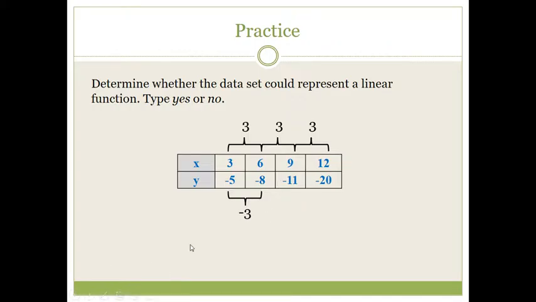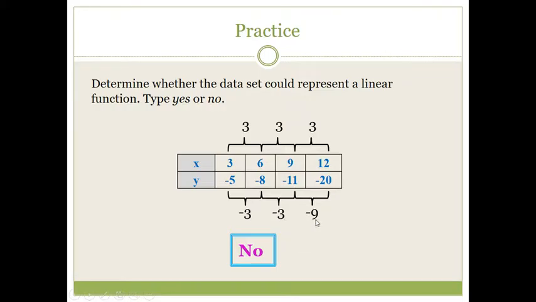Well, here we get a change of -3, meaning we're going down 3. I'm taking -5, and if I subtract 3, I get to -8. All right? If I take -8 and subtract 3, I do get to -11. But to get from -11 to -20, I'd have to subtract 9. Oh, wait. So in this case, we say that this is not a linear function because it has to always be the same rate of change over the intervals.